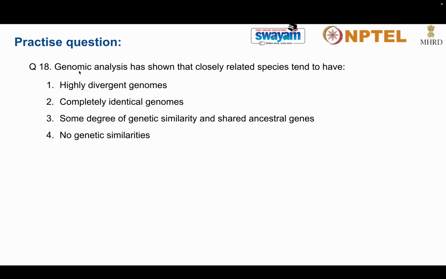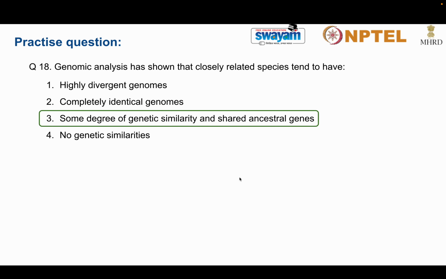So, now quickly move to question number 18, which says genomic analysis has shown that closely related species tend to have. When we were talking about phylogenetic analysis, we were also talking about this thing. So now let's see what the options are. Option 1 is highly divergent genomes. Option 2 is completely identical genomes. Option 3 is some degree of genetic similarity and shared ancestral genes. And option 4 is no genetic similarities. So what do you think? The species which are closely related, what property should they show?